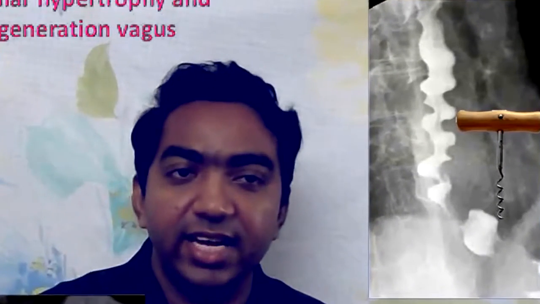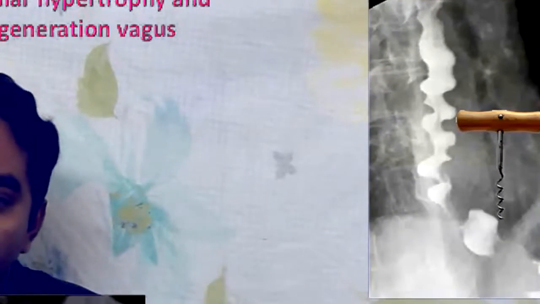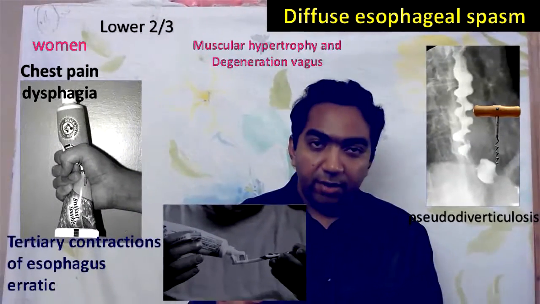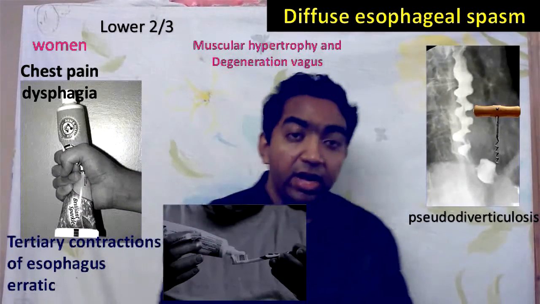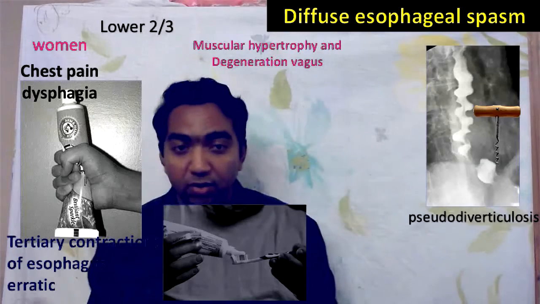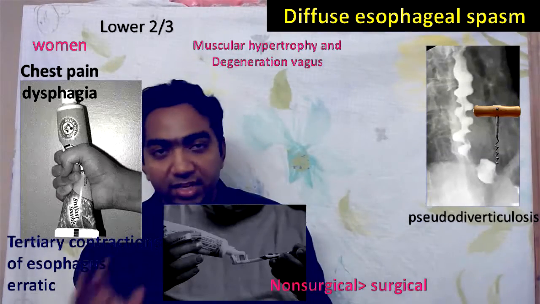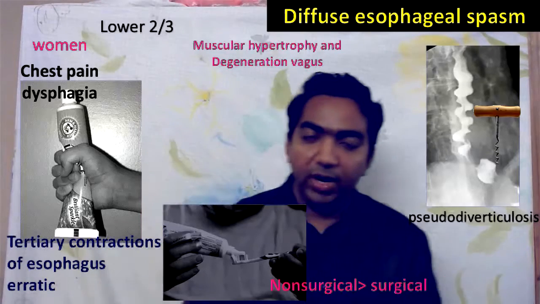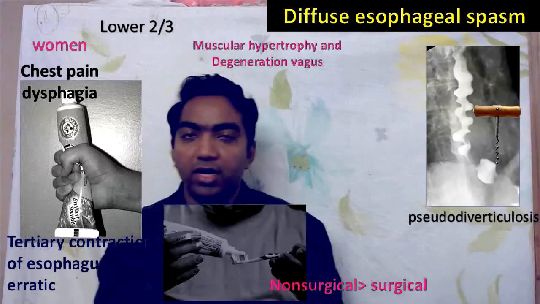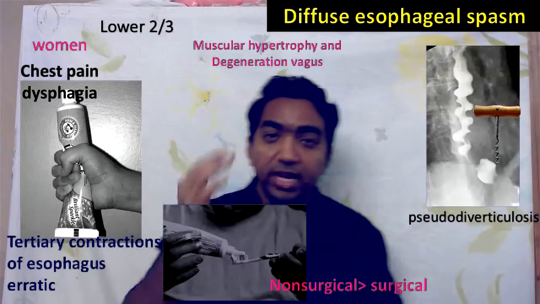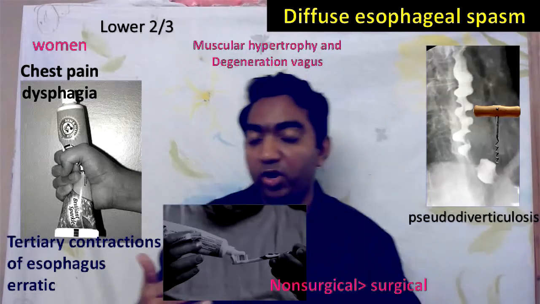You can classically see a corkscrew appearance. It is also called a pseudo-diverticulosis appearance. Now, the treatment of diffuse esophageal spasm is mainly non-surgical, and in some cases you can go for surgical management. Non-surgical management includes sublingual nitrates, calcium channel blockers, nitroglycerin, etc. And the surgical management includes a long segment esophagomyotomy.